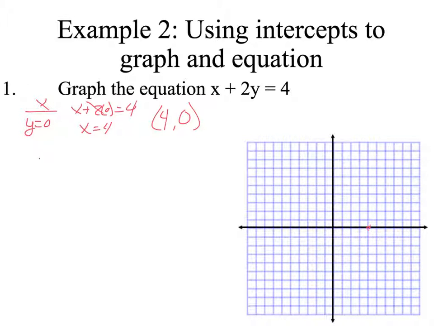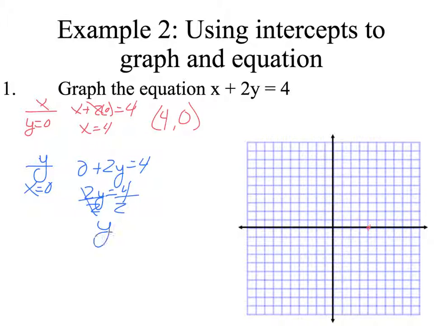Now I need to find my y-intercept. So my y-intercept, I'm going to let x equal 0. So 0 plus 2y equals 4. 0 goes away, so 2y equals 4. Divide by 2. My y-intercept is 2. So that ordered pair is 0, 2. 0, 2, go over 0 and go up 2. So it's looking right where that blue blob is.